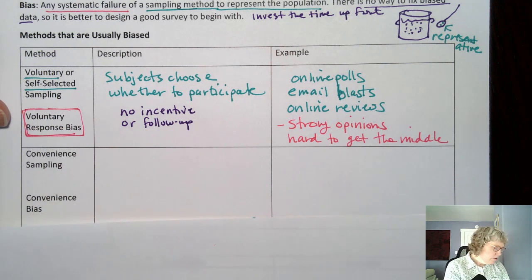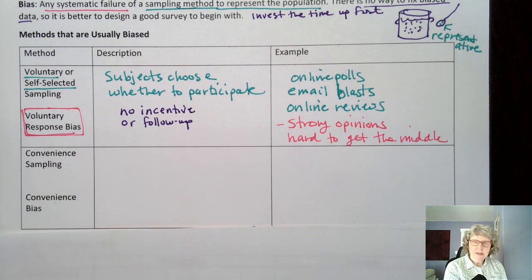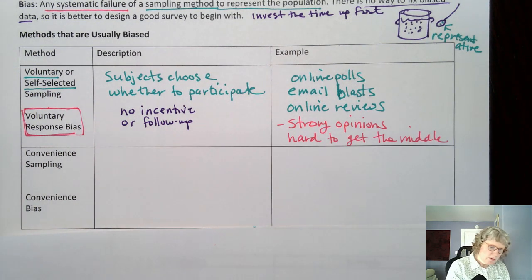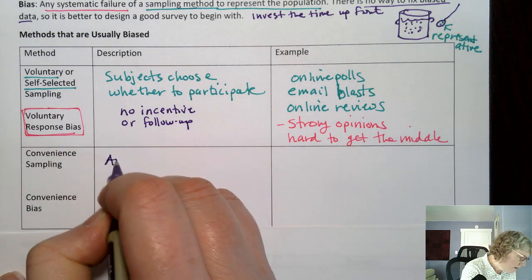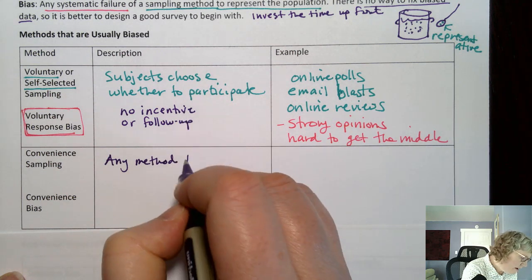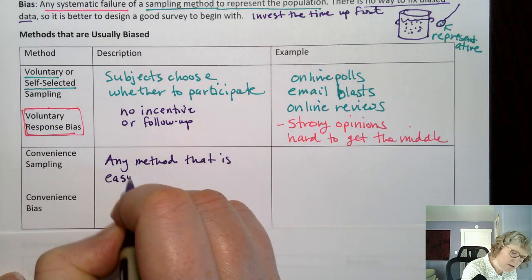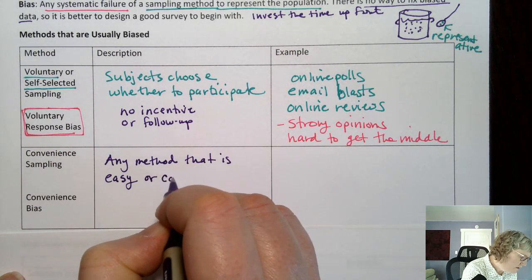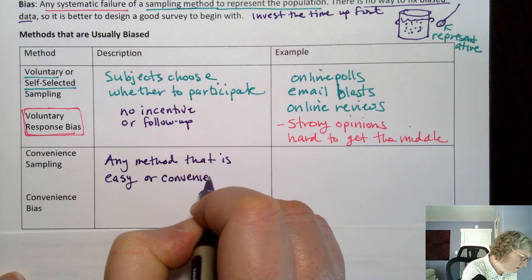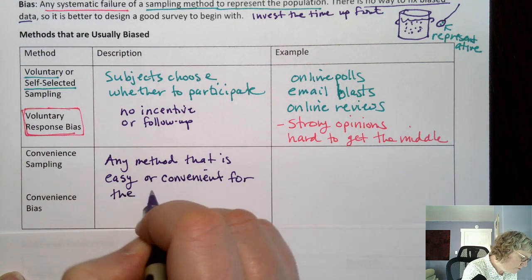Okay, another one is called convenience sampling. And this is what it sounds like, anything that's convenient for the researcher. Okay, so it's any method that is easy or convenient for the researcher or researchers.